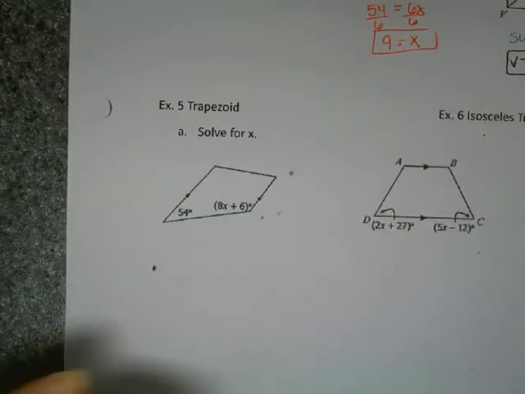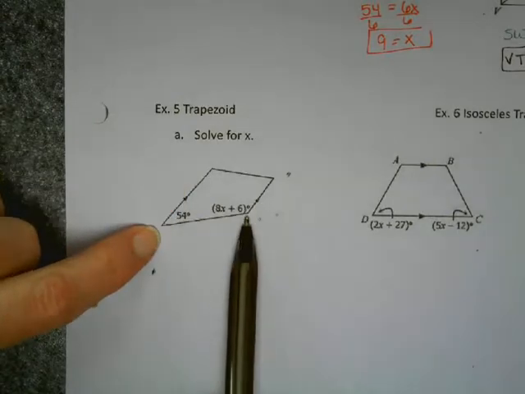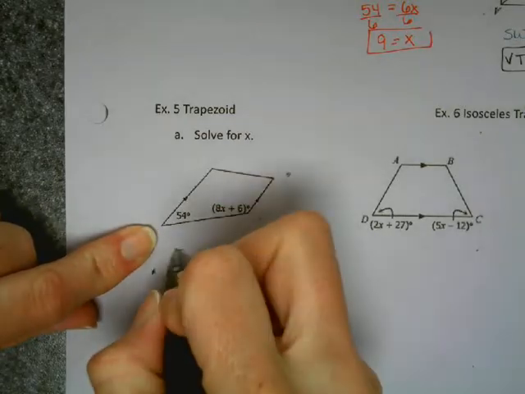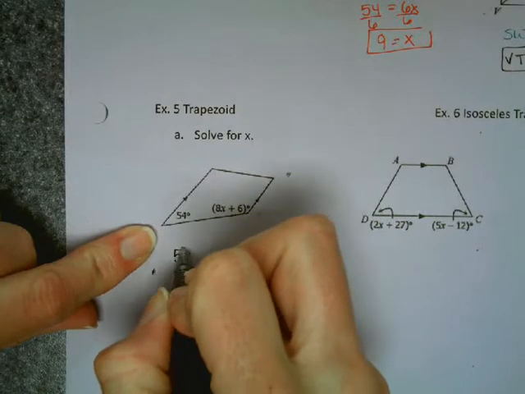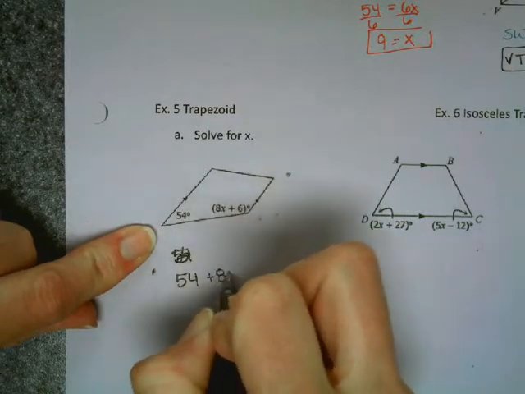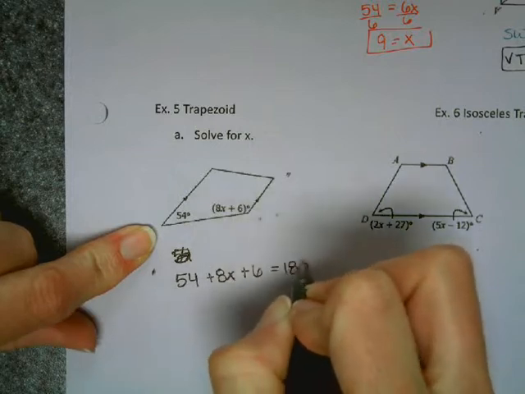Okay, now we have a trapezoid. The thing about trapezoids, you can see the parallel lines. Angles between parallel lines are called consecutive interior angles. So I know that means that they add up to 180. So we're going to do 54 plus 8x plus 6 equals 180.